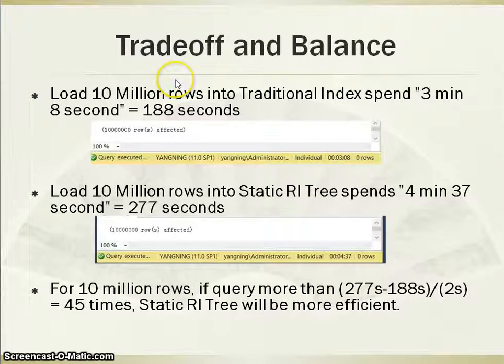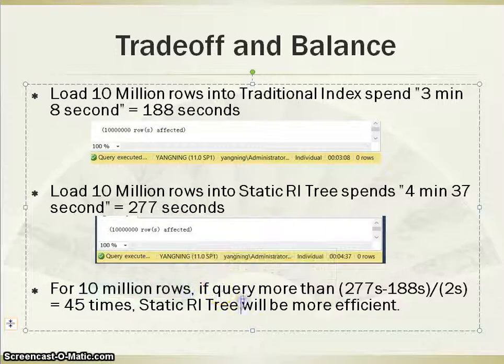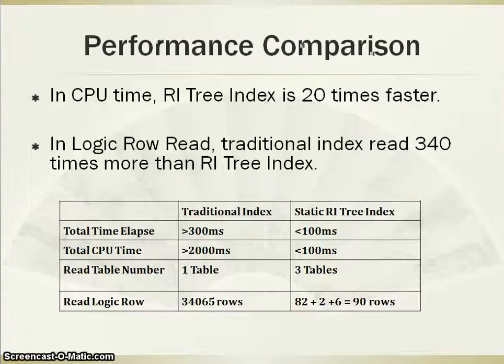But however, there is a trade-off. For loading 10 million rows into the traditional index, it only spent 3 minutes. But for the static RI, it spent 4.5 minutes. So we see that the RI will be a little slow for load. But for 10 million rows and for the query, the query time is reduced by about 2 seconds for execution.